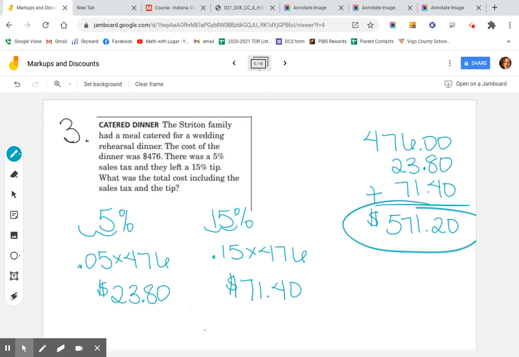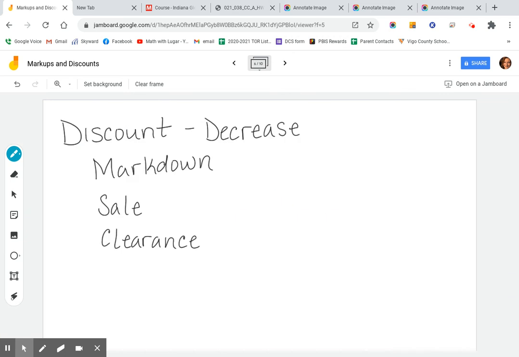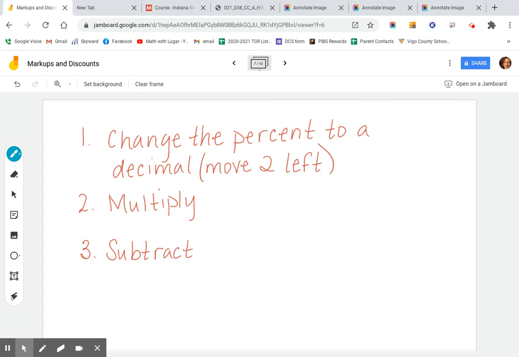So that's markups. Markups you add in that third step because your price is going to get bigger. Discounts are very, very similar. We just have to do one thing different at the end. So discount means decrease. It could be a markdown on a price. You could be finding a sale price, a clearance price, anything where your price goes down, it gets lower. So because your price is getting lower, the only real difference is that third step.